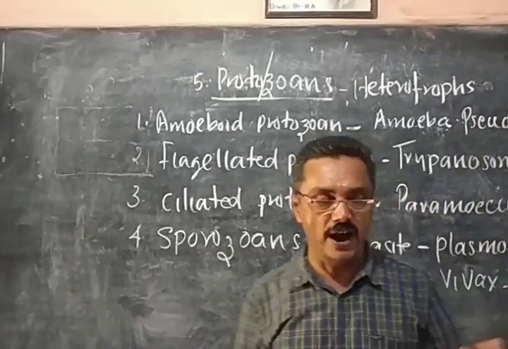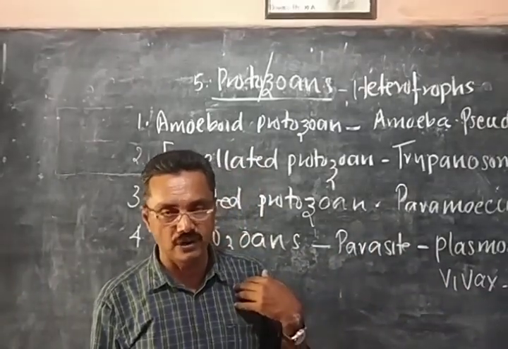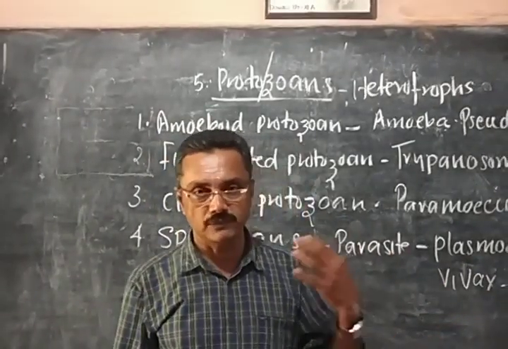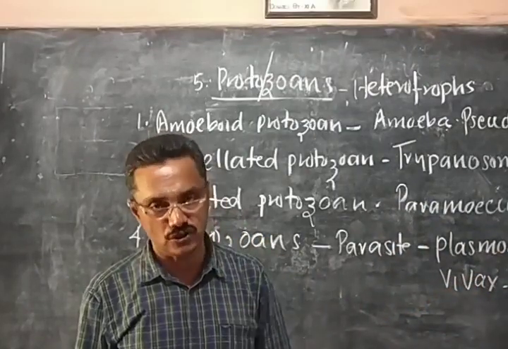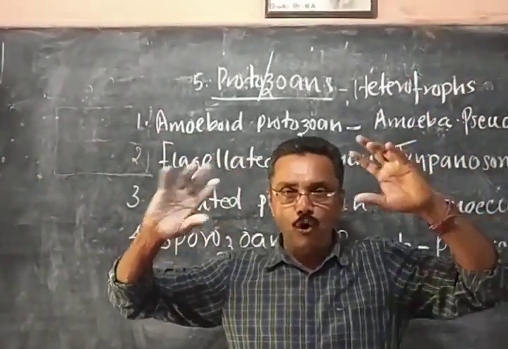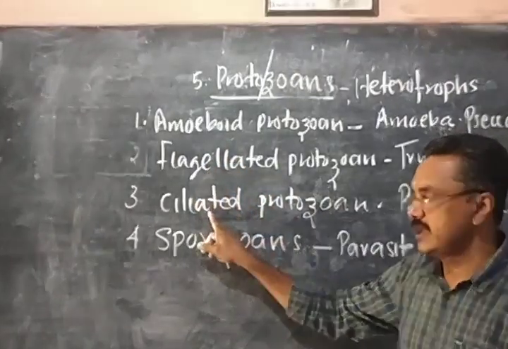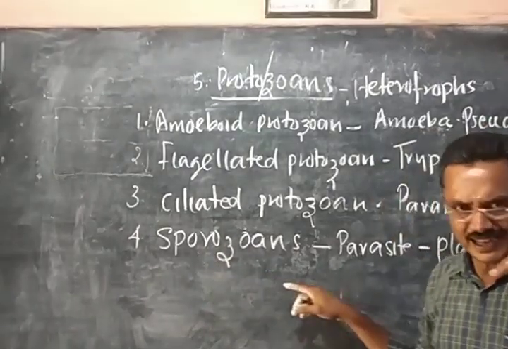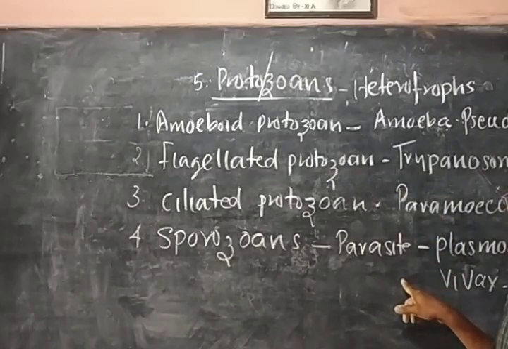So Plasmodium vivax is a parasite, 50% of its life living in our body and 50% in the body of the mosquito. A dual host is required for completing the life cycle. Anyhow, remember that, write notes on the four groups of protozoans: amoeboid protozoan, flagellated protozoan, ciliated protozoan and sporozoan, with examples causing dysentery, sleeping sickness and malaria.